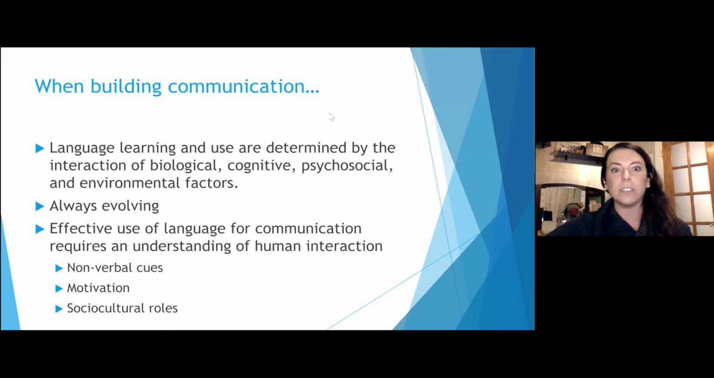And so effective use of language for communication requires, again, the understanding of human interaction. You're picking up on nonverbal cues, you're motivated and wanting to communicate, and then also thinking about the roles that you play within your community.